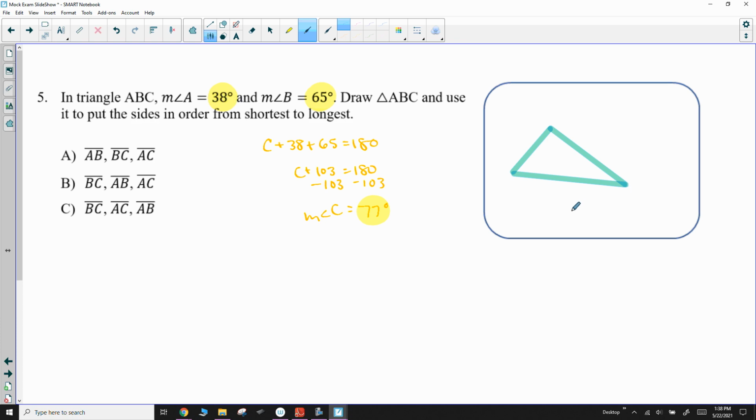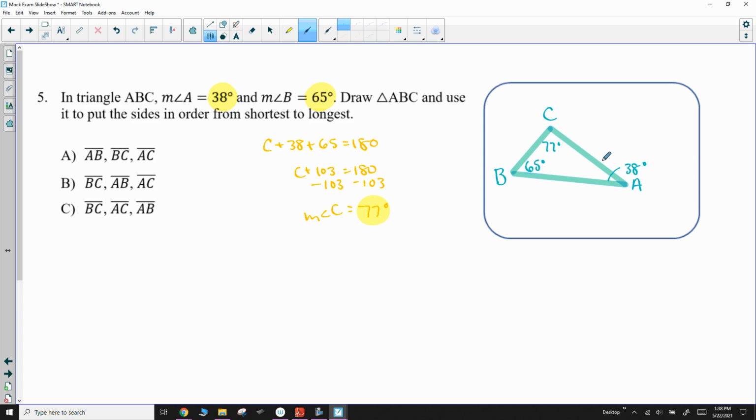At this point, I'm going to label it, and 38 is my smallest angle. It looks like this is my smallest angle. So this is angle A, and this right here is 38 degrees. And then my next biggest angle looks like this guy over here. And so I'm going to call this B and label it 65 degrees. And then that means that this is my biggest angle coming in at 77.